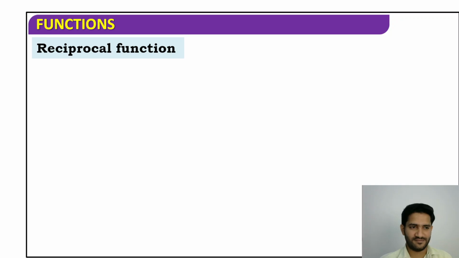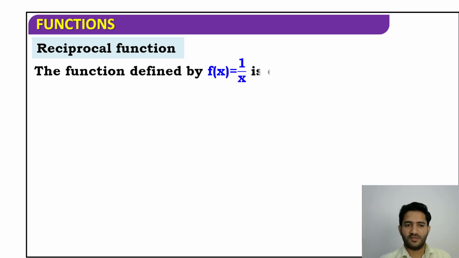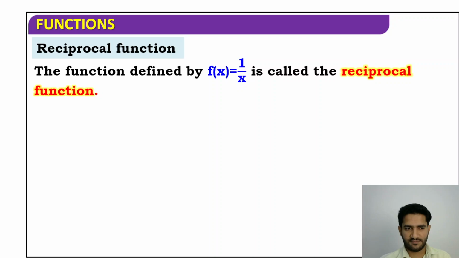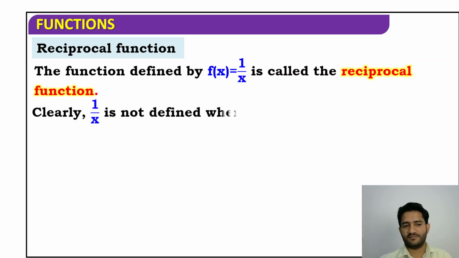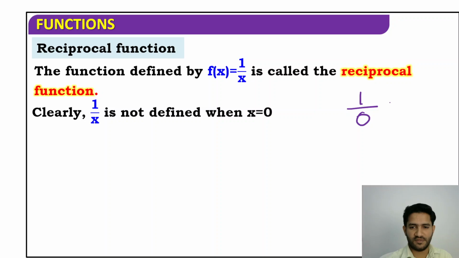Next one, the reciprocal function. Reciprocal means 1 by. So f of x equal to 1 by x. So clearly it is not defined for every real value of x. We know that 1 by x is not defined when x equal to 0. When x equal to 0, it will be 1 by 0, which is not defined. Not defined means we denote it with the symbol infinity. This means it is not equal to a number, it is not defined.